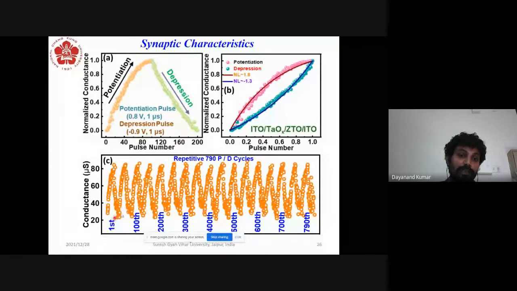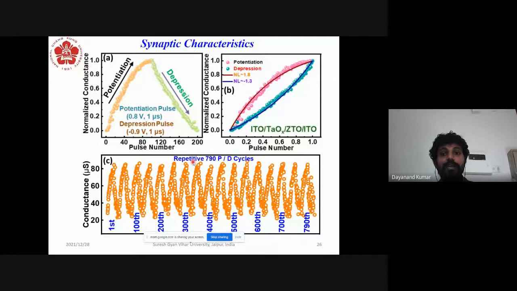In picture C, you see the repetitive 790 potentiation and depression cycles. Repetitive means continuous learning and forgetting. Our device went up to 790 cycles, which is really good for an artificial intelligence system. So we can use this device for artificial intelligence or artificial synaptic applications in the near future.